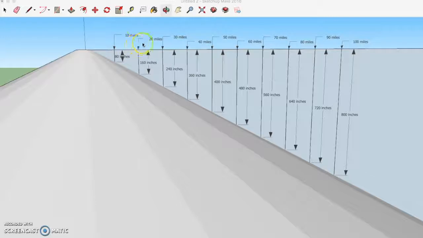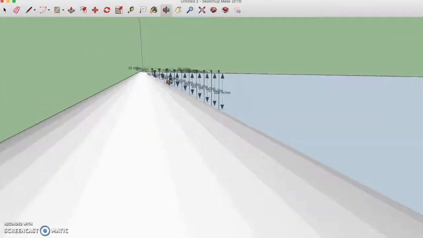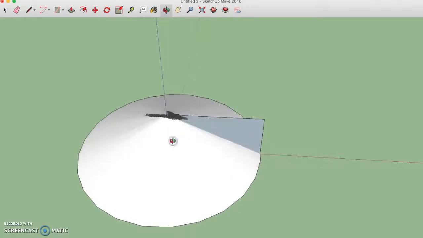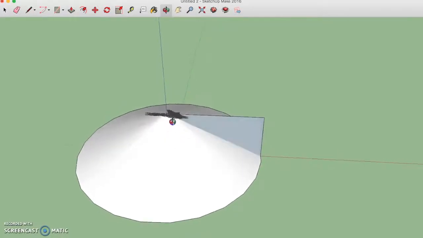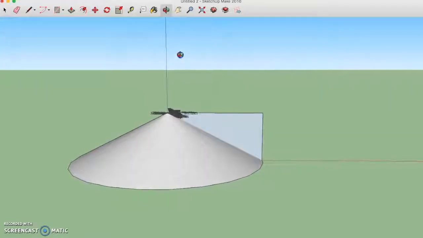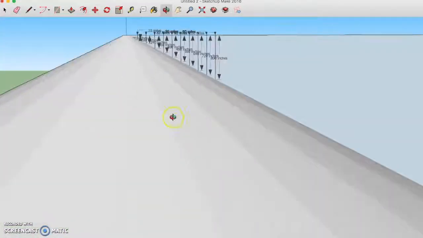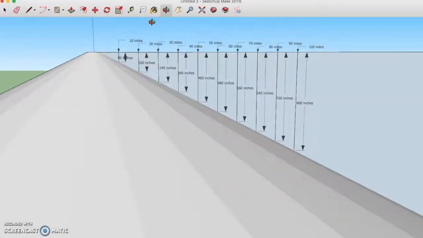So I have this marked out here, 10 miles, 20 miles, 30 miles. I go out 100 miles, and 8 inches per mile. So in the first 10 miles, that'd be 80 inches. Then 160 inches, 240 inches. You see how this creates a slope. Okay, 8 inches per mile creates a slope. And what you would actually be living on is a cone. If it's 8 inches per mile, you'd be living on a cone. All right? You see that?